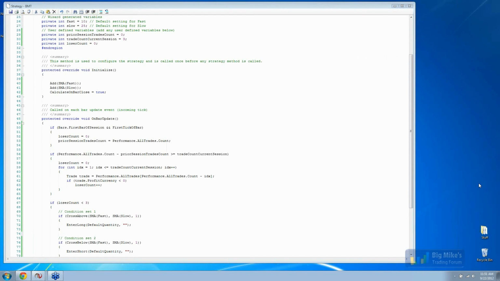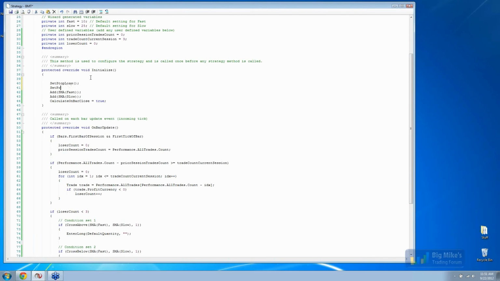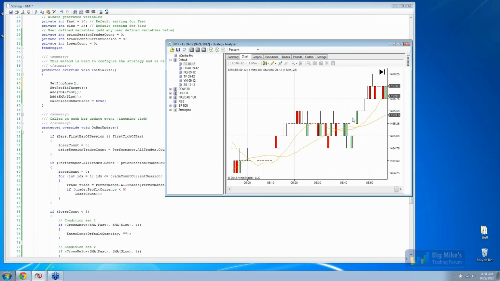Xavier said, could you touch on the exact logic the strategy analyzer uses for backtesting? For example, if profit target and stop loss are both reached during the same bar, which one gets executed? Xavier, that's a good question. If you guys are using things like SetStopLoss and SetProfitTarget, what NinjaTrader does in the strategy analyzer, if on the same bar both the target and the stop loss would have been hit, is take the most conservative route, which basically means that we will fill your stop loss instead of your profit target.